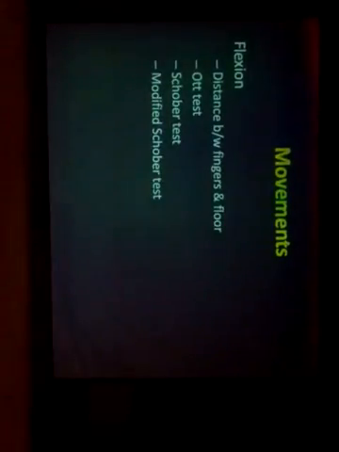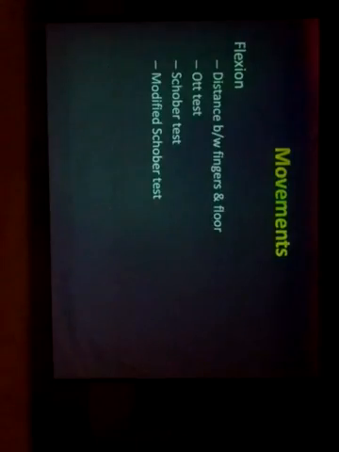Now, some movements. Again, please do not hesitate in examining movements in every patient. Movements should be checked in those patients where it will not harm the patient and where the patient can do that comfortably. Different movements can be checked: flexion, extension, and rotation. You see them one by one.